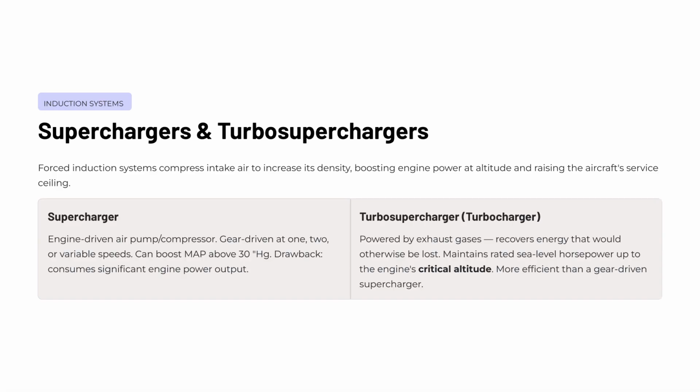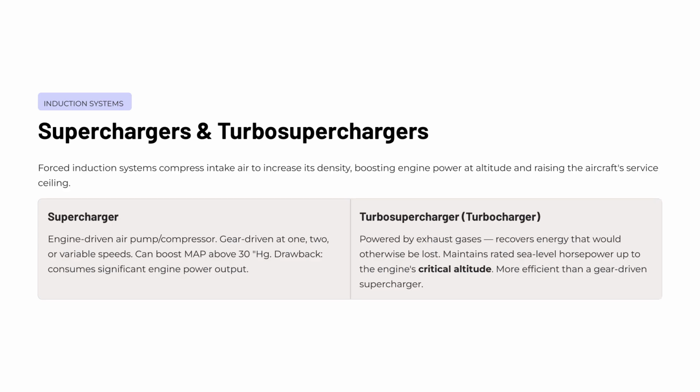Forced induction systems are a critical development in aviation engine technology, allowing aircraft to maintain power output at altitudes where the air is too thin for a naturally aspirated engine to perform effectively. There are two primary types you need to understand. The supercharger is a compressor driven directly by the engine itself, typically through a gear system. It can operate at 1 speed, 2 speeds, or variable speeds depending on the design, and it's capable of boosting manifold air pressure above 30 inches of mercury. However, because the supercharger draws its power from the engine, it consumes a portion of the very power it's trying to supplement, which is its main drawback.